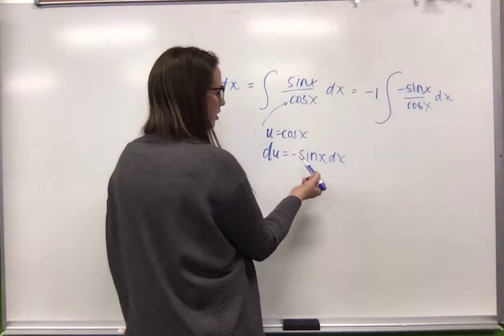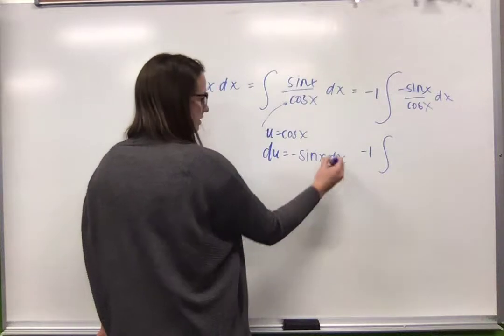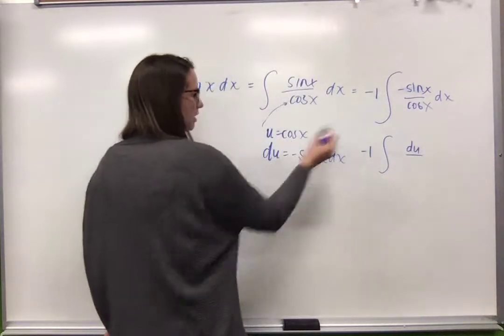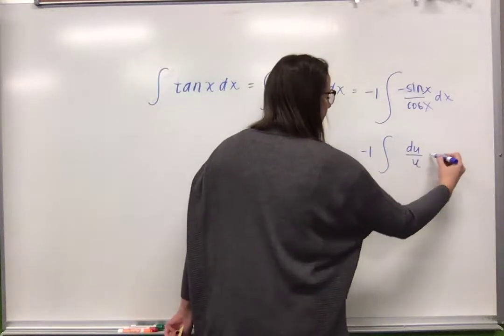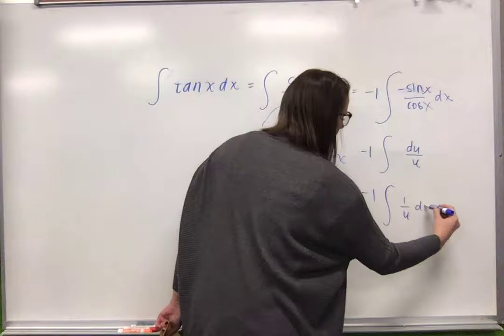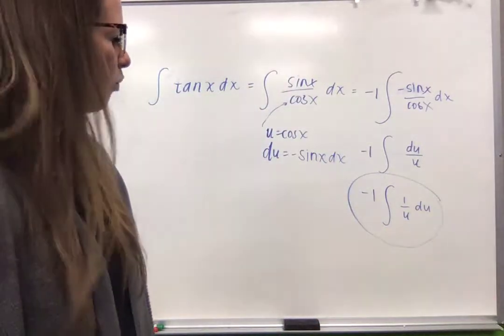All right, so now it matches, so now you just plug it in. So I leave that -1 out front, the integral. Negative sine x dx is the same thing as du, so that's on top now, which is what we want. And then u, cosine x, is in my denominator. So I could also rewrite this as the integral of 1 over u du, which is a little bit clearer. Can you integrate 1 over u?